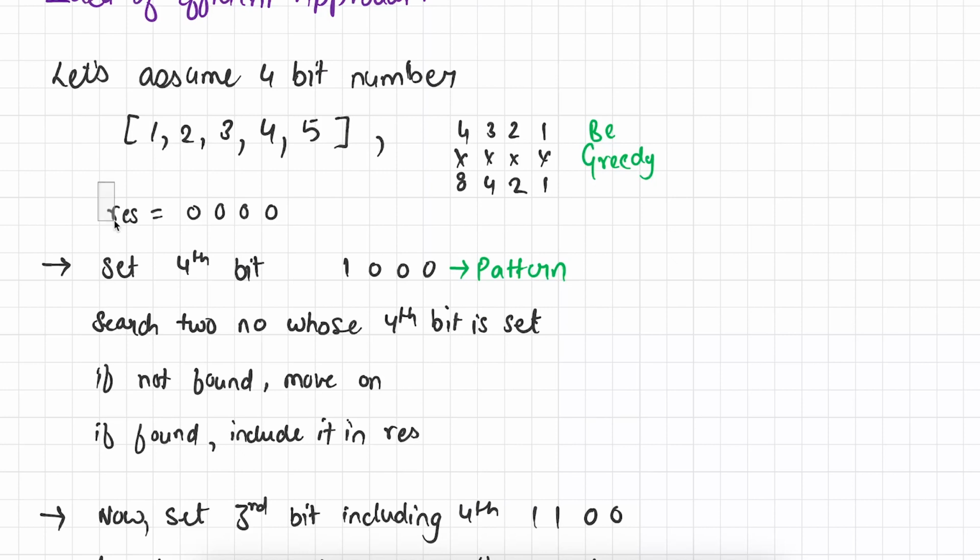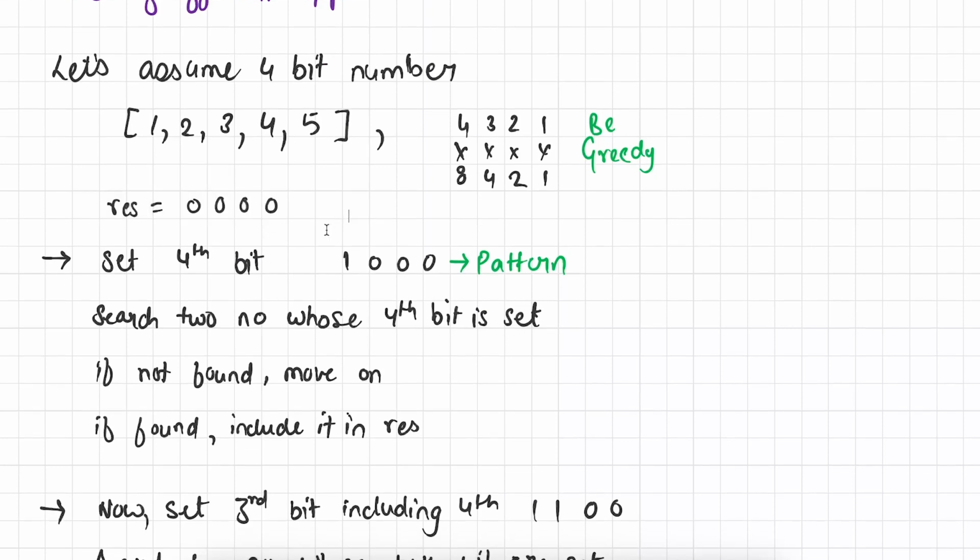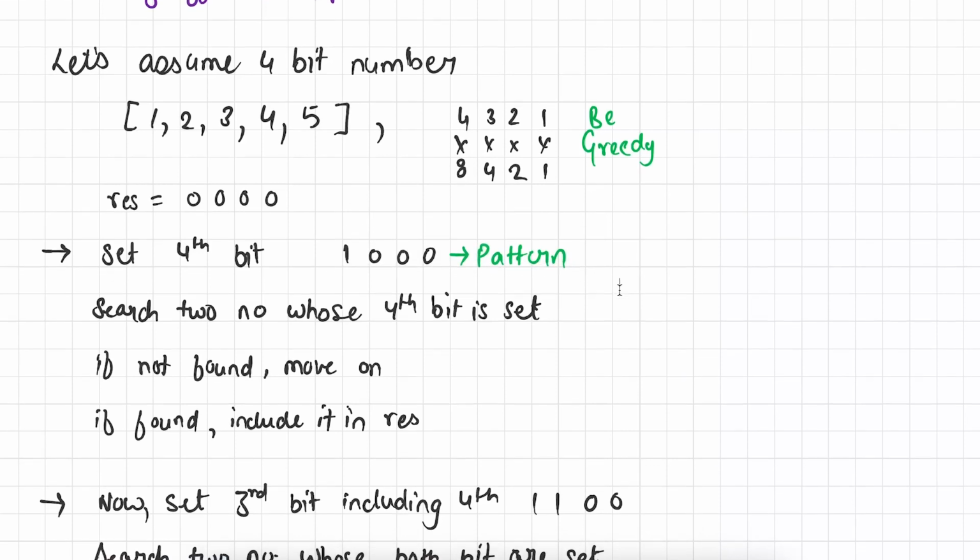So we initialize a variable response with 0. And then in the first step, we are going to set the 4th bit. Why the 4th bit? Because the 4th bit always gives a greater number, because the value of the 4th bit is greater among all the bits. And this number is going to be our pattern. I will explain what it means.